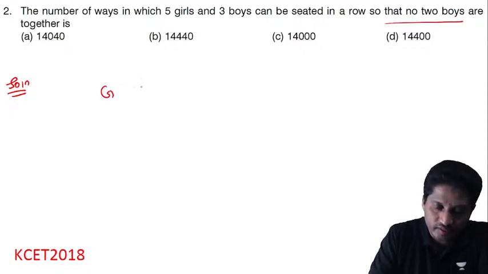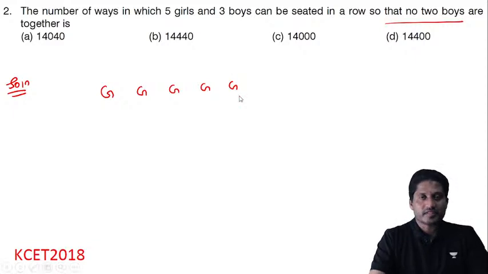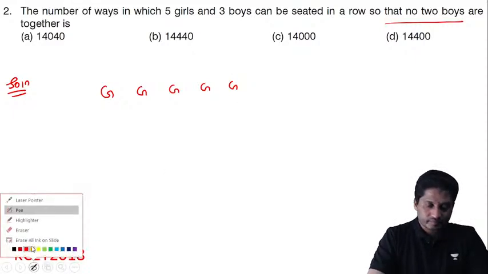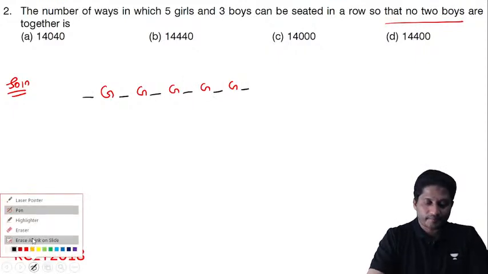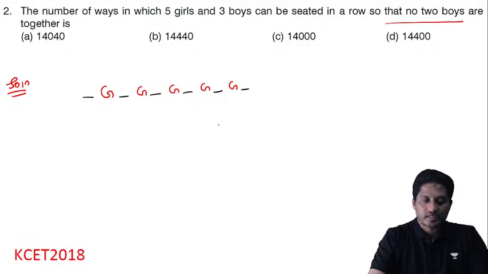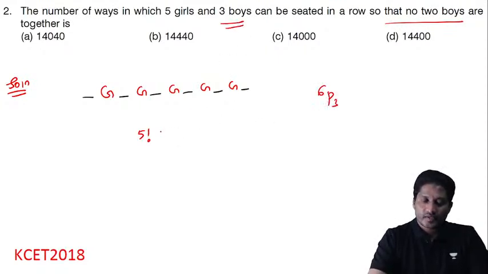There are 5 girls, 1, 2, 3, 4 and 5. So I will arrange the 5 girls. 5 girls are there, obviously there will be 6 gaps: 1, 2, 3, 4, 5 and 6. 5 girls can be seated among themselves in 5 factorial ways. There are 6 gaps, and the 6 gaps should be filled with 3 boys. Permutation is 6P3. So 5 factorial into 6P3.